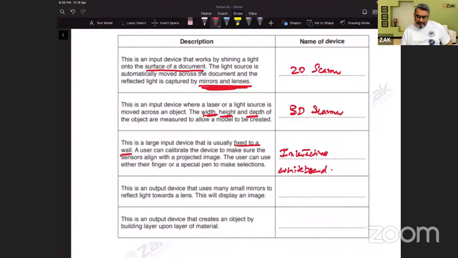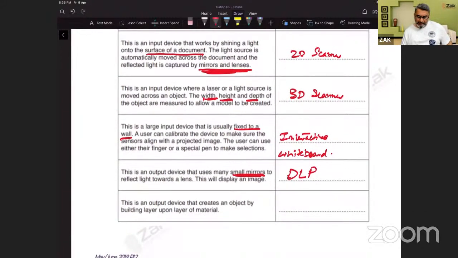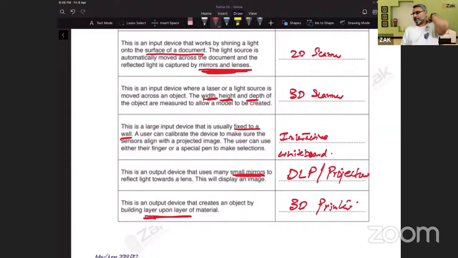This is an output device that uses many small mirrors. DLP, digital light projector. Mirrors to reflect the light towards the lens. This is an output device, or it can be a projector if you like. This is an output device that creates an object building layer upon layer. This is a 3D printer.